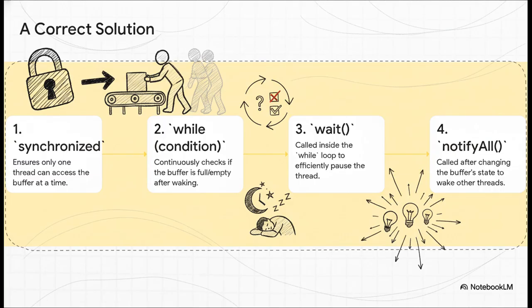And this is basically the anatomy of a correct solution. It's got four essential parts. First, you need a synchronized block. That's your lock, making sure only one thread can mess with a buffer at a time. Then, inside that block, you need a while loop. And I mean a while loop, not an if. That's super important. We'll get to why later. This loop keeps checking the buffer's state. If things aren't right, you call wait. And then finally, once you've added or removed an item, you call notifyAll to let any sleeping threads know it's time to wake up.